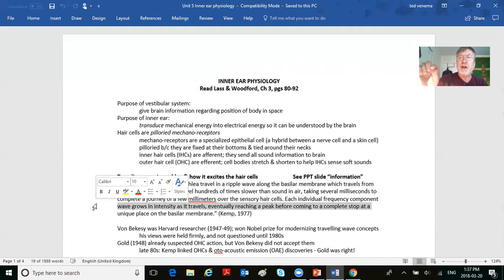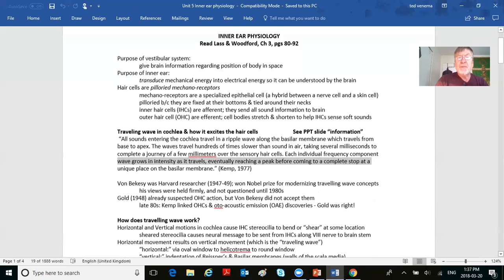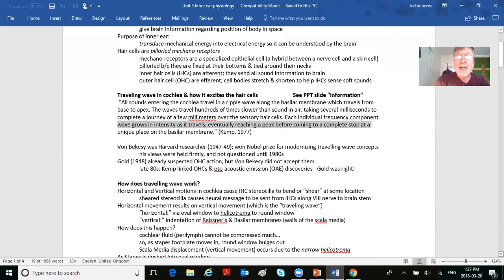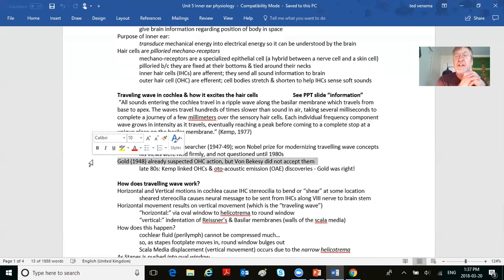High frequency ones stop here, low frequency ones take a further distance to stop. Von Békésy, make sure you put a star by his name. He's the guy that won a Nobel Prize for modernizing traveling wave concepts. His views were held firmly and not questioned until the 1980s. Gold, in 1948, already suspected outer hair cell action, but von Békésy did not accept Gold's theories.